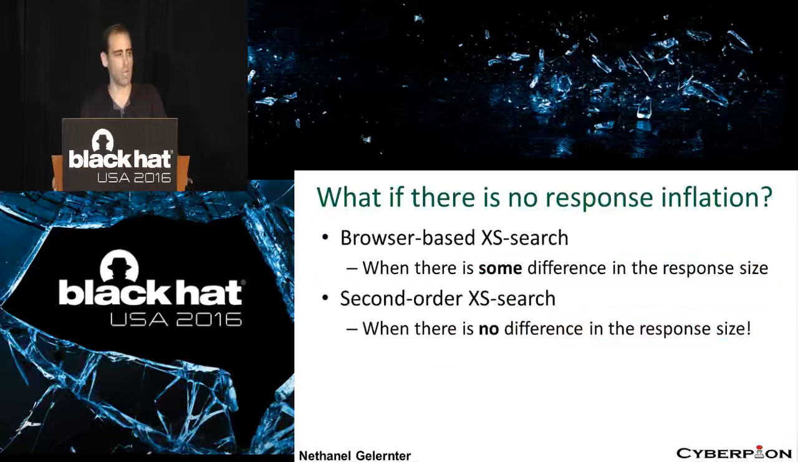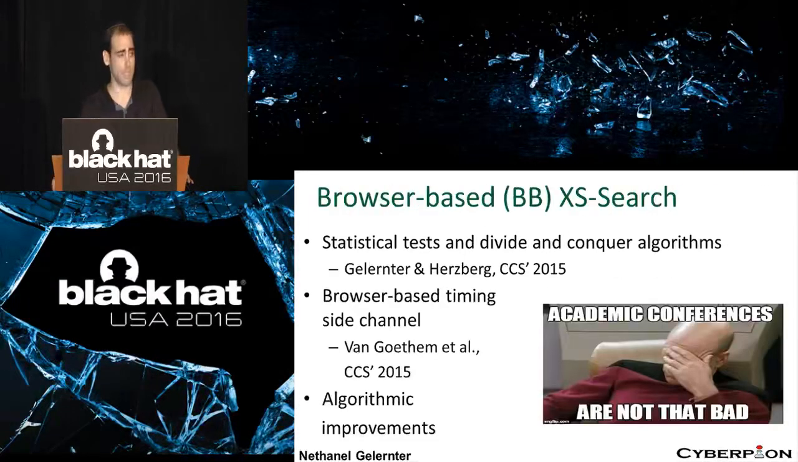In this talk, I would like to offer two new attack vectors. The first is browser-based cross-site search. Browser-based cross-site search attacks can be used when there is some difference between full and empty responses, although not as significant as in the original attack with response inflation. The second new attack vector is second-order cross-site search attacks. This family of attacks can be used when there is no size difference or when the size difference is negligible. So I will begin with browser-based cross-site search attacks.